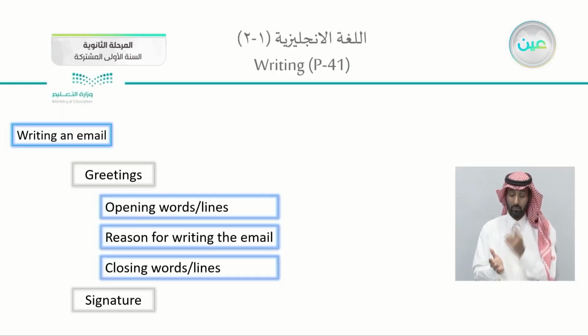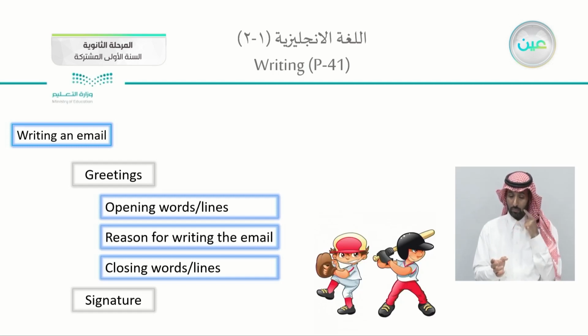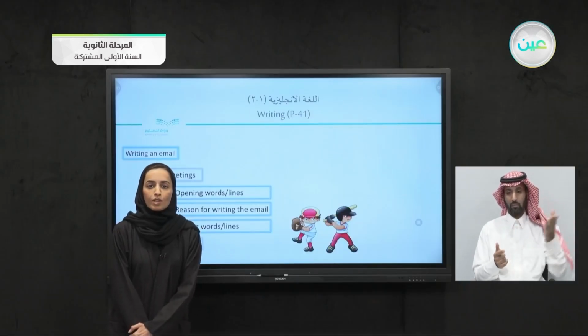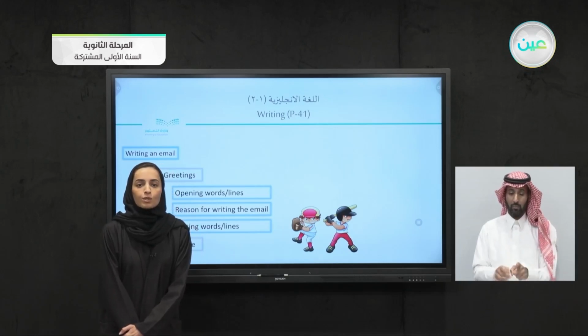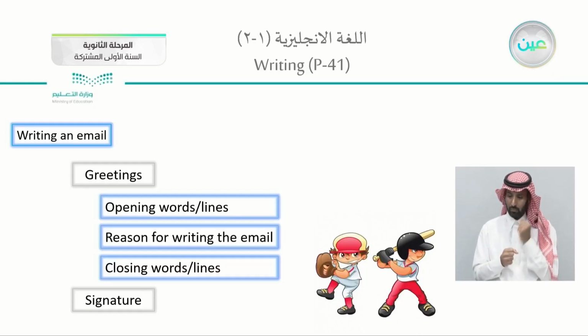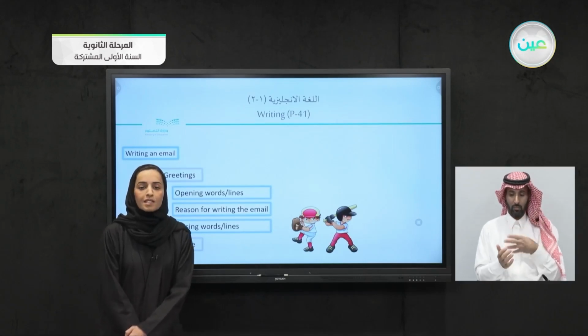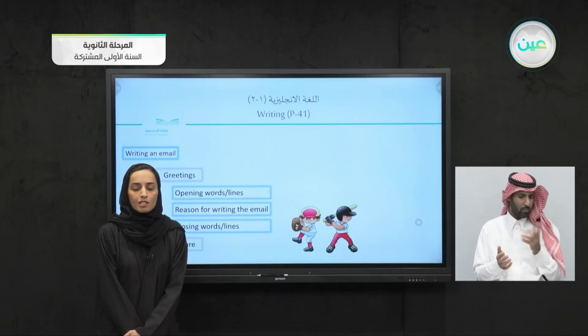And we have applied this on Brian and Adil's email, the email that was written from Adil to his friend Brian. Now what I wanted to do is to find this information, like the greeting, the opening words, the body of the email, the closing words, and the signature within this email. You will find it in your books on page 41. Listen and try to find these topics.